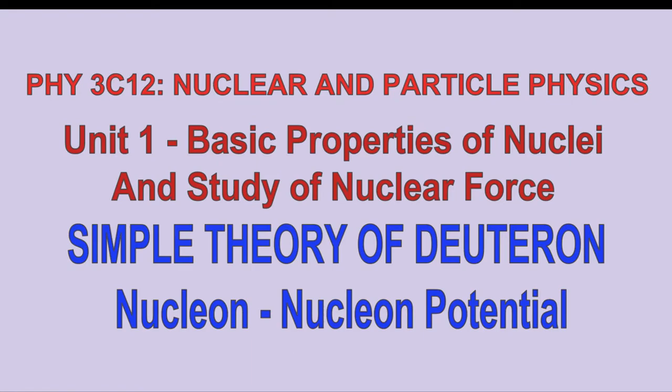Next is the nucleon potential in simple theory of Deuteron. We have already derived the Schrodinger wave equation for a Deuteron by considering it as a system consisting of a proton and a neutron.